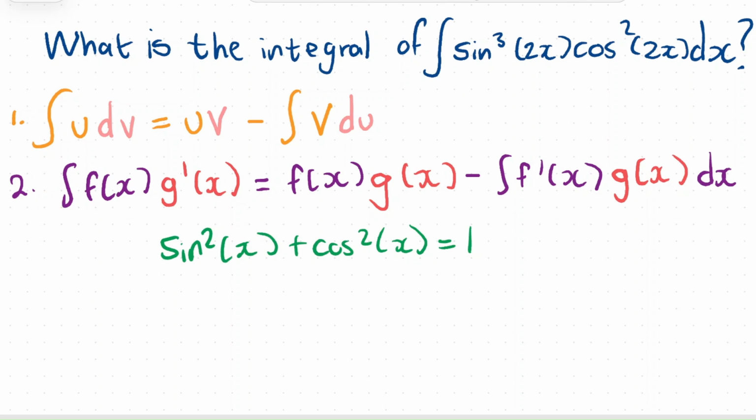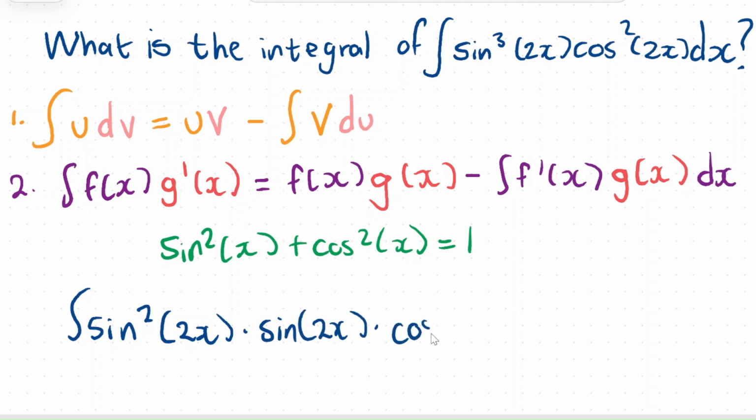This integral could be written as sine squared 2x multiplied by sine 2x multiplied by cos squared of 2x dx.